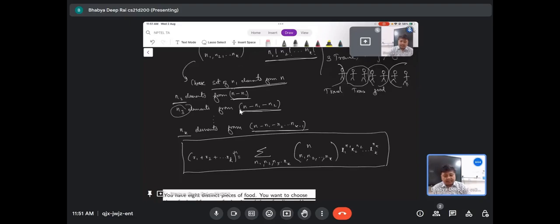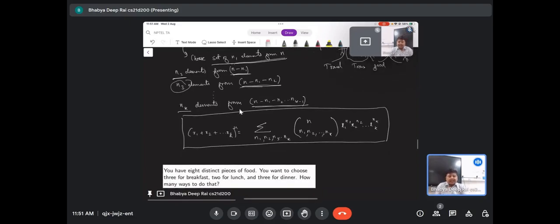So like binomial expansion, okay, we have what is called multinomial expansion. Binomial expansion can only take care of expansions where inside brackets you have two terms.